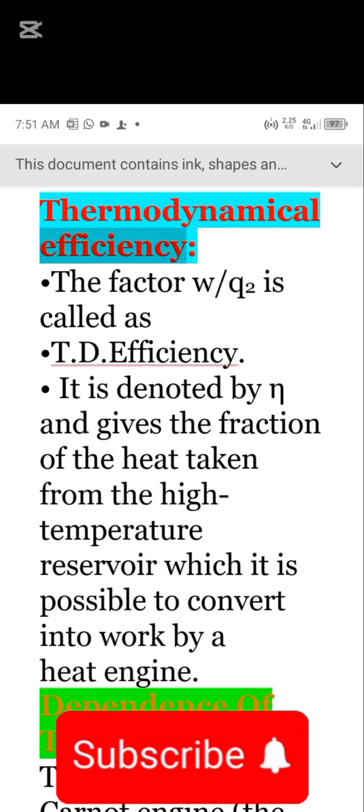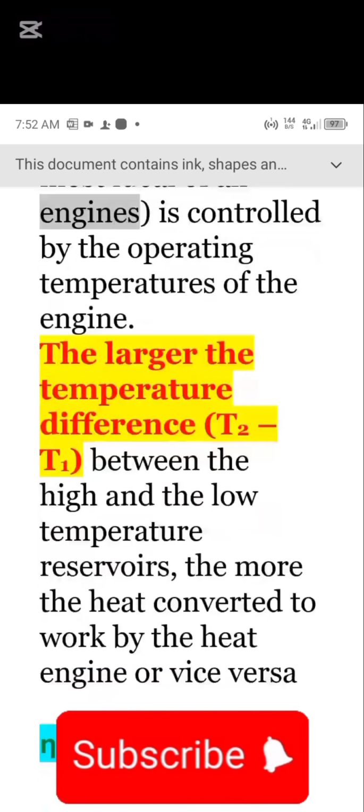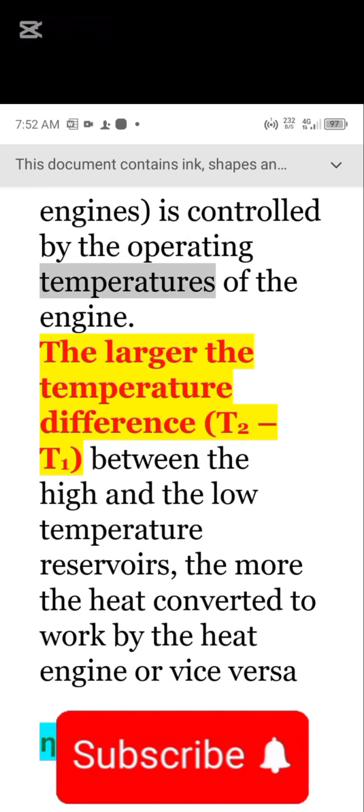Thermodynamical efficiency. The factor with Q2 is called the thermodynamic efficiency. It is denoted by η and gives the fraction of the heat taken from the high-temperature reservoir which it is possible to convert into work by a heat engine. The efficiency of a Carnot engine, the most ideal of all engines, is controlled by the operating temperatures of the engine. The larger the temperature difference, T1 minus T2, between the high and the low temperature reservoirs, the more heat is converted to work by the heat engine, or vice versa.